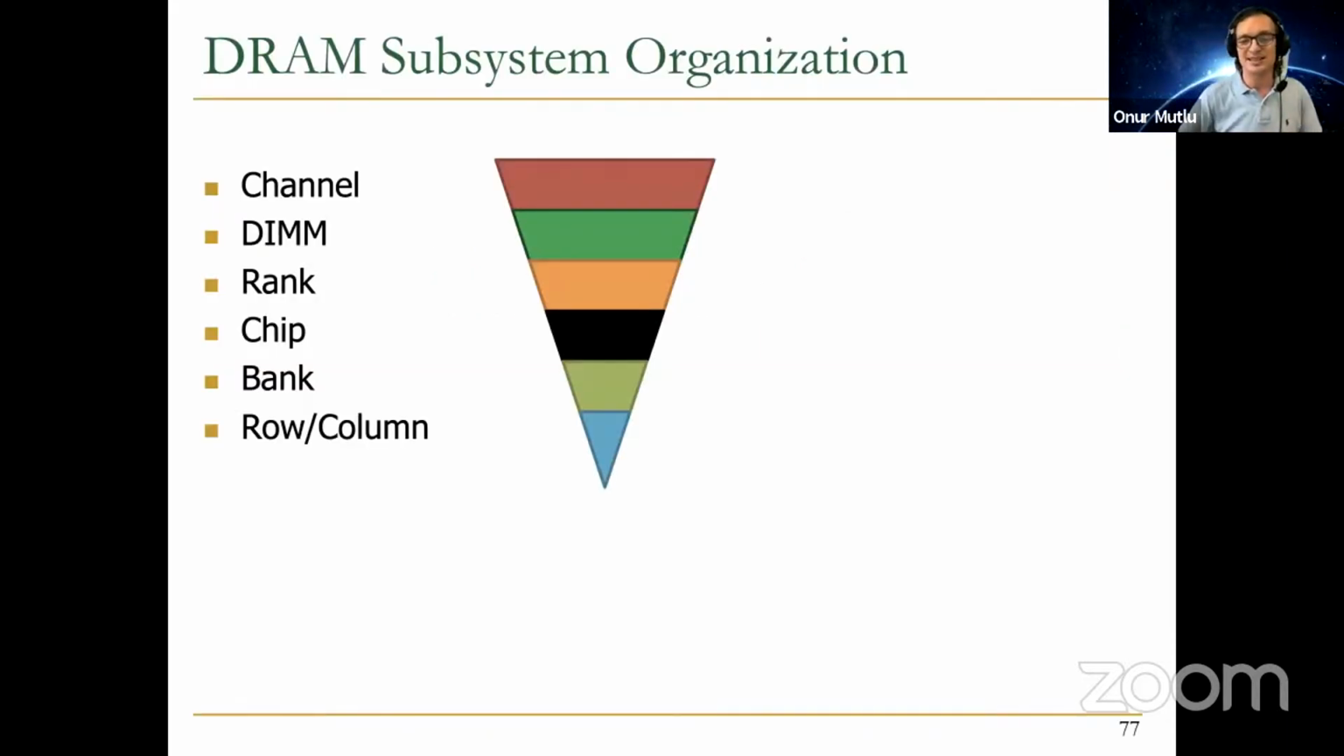As I said, DRAM has a hierarchical organization. We start with a channel, and then we have a module. Each module is composed of ranks. Each rank is composed of chips. Each chip is composed of banks. And then each bank is a 2-dimensional structure, with rows and columns internally.